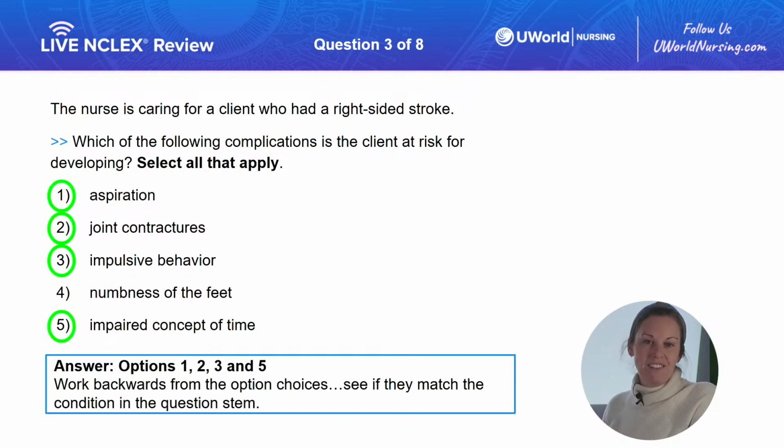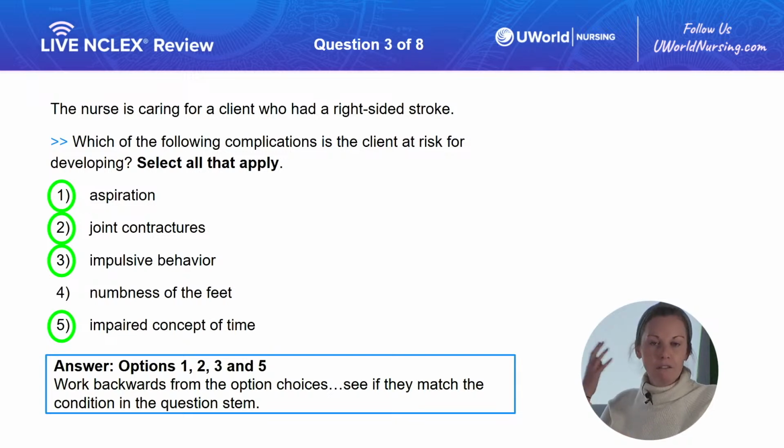All right, our correct answers on this one are going to be options 1, 2, 3, and 5. So this question's pretty straightforward. We're being asked about complications of a right-sided stroke. Instead of there being just one option that we would look for in a single best question, this is essentially everything we would put on our note card to know about complications of a stroke. So let's talk about what happens when we have a stroke on the right side of our brain and how that impacts the left side of our body. So that's just a good frame of reference.